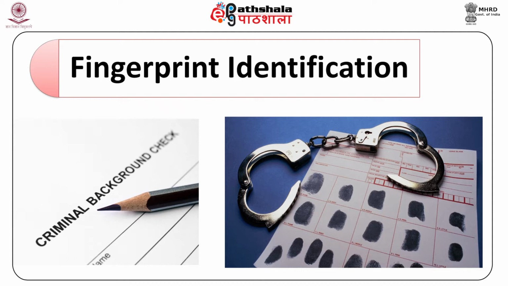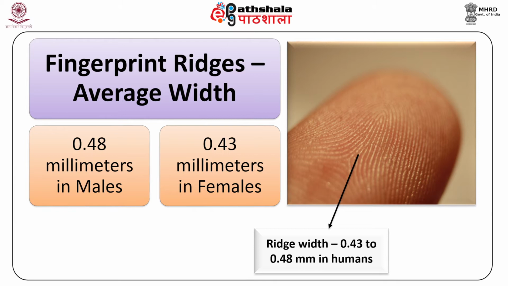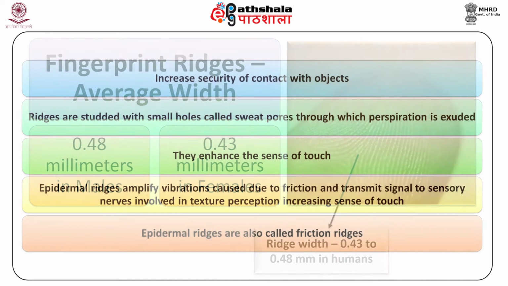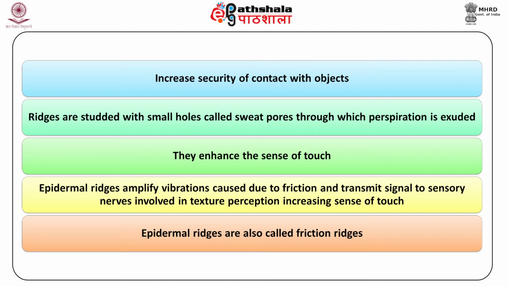Finger ridges have an average width of 0.48 millimeters in males and 0.43 millimeters in females. First, they increase security of contact with objects. That is, the ridges are studded with small holes called sweat pores through which perspiration is exuded. Second, they enhance the sense of touch.